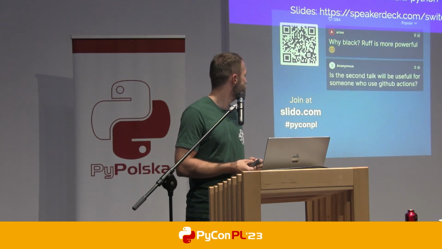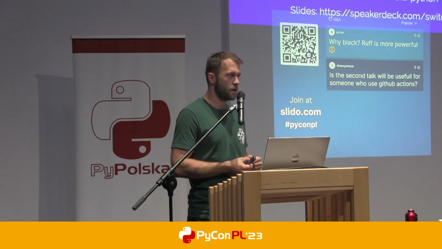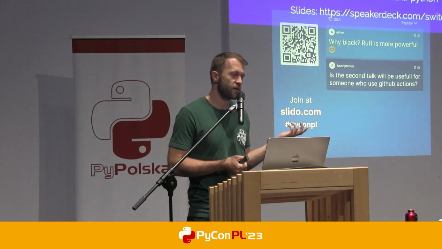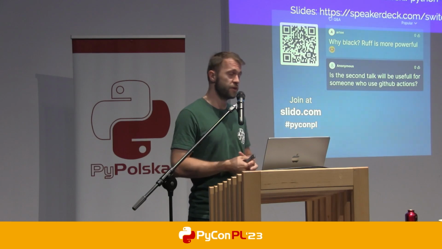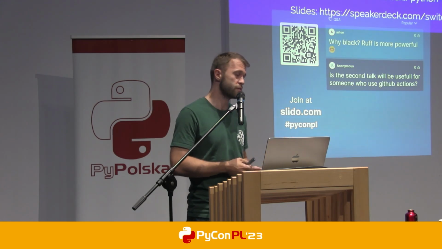Why is Ruff more powerful than Black? I agree with the general sentiment of this message, but Ruff, for example, cannot format your code. So Black and Ruff are two different things, but Ruff is indeed a really great static analysis tool, so I might be switching to this in my new projects.